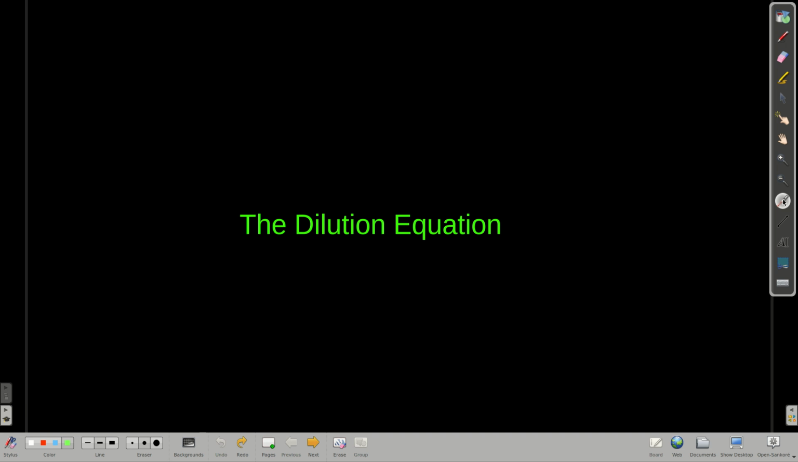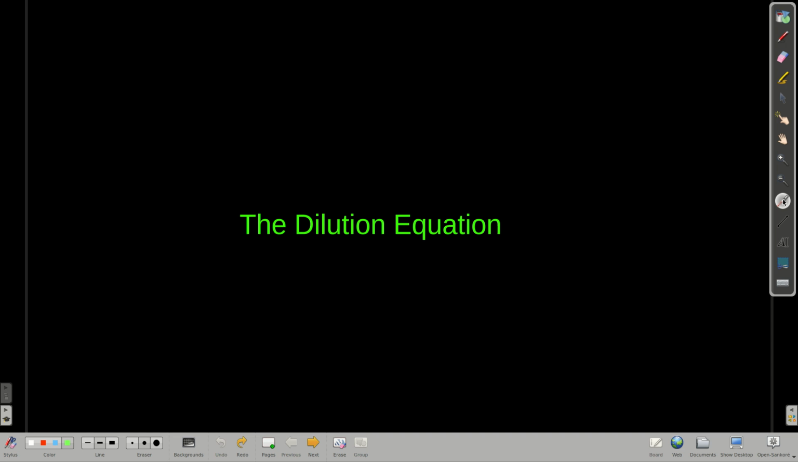In this module, we're going to talk about the dilution equation. So first, let's be clear as to what we mean by dilution. Dilution means changing the amount of solvent in a solution. Now, most of the time, that means adding more solvent, adding some more water, diluting it. But we can go the other way too.